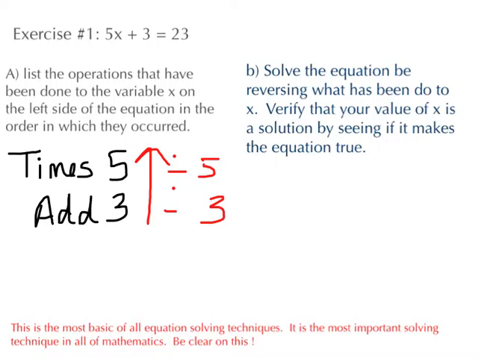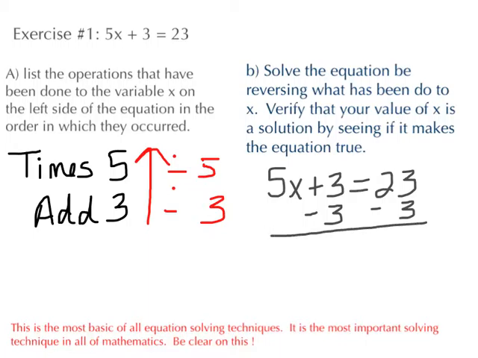So let's write the equation out. 5x plus 3 equals 23. I'm going to subtract 3 on both sides because whatever you do on one side you have to do to the other to keep everything balanced. 5x equals 20, and then I have to divide by 5 next.